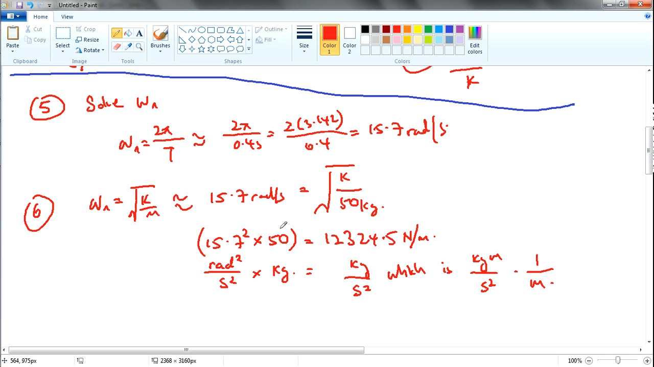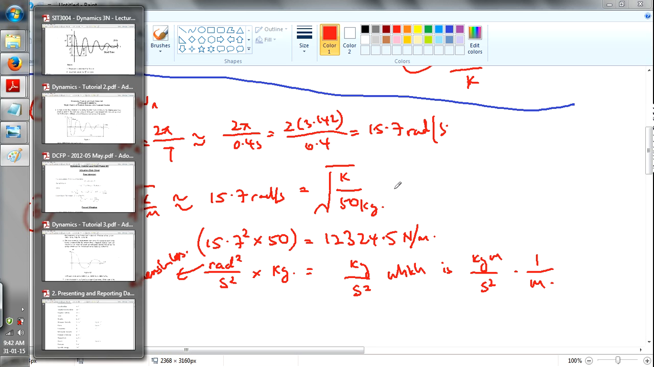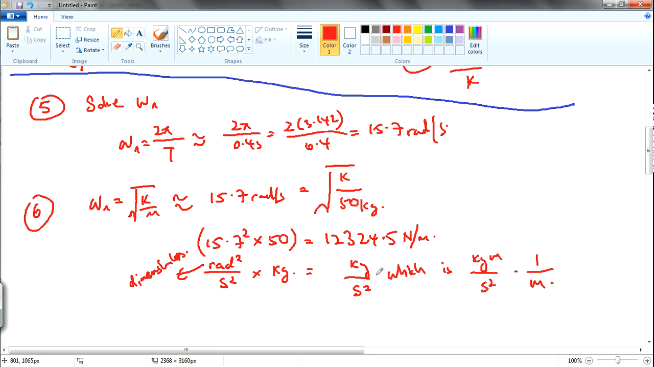And then for the SI unit, it's a good idea to check. Radian is dimensionless. So when you bring this square root over here, it's squared. So this will become radian squared per second squared, times kg, equals kg per second squared. Kg per second squared is Newton per meter, because kg meter per second squared is actually Newton. So times 1 over meter, so Newton per meter. As you can see, we have no meter over here, because radian itself is dimensionless.